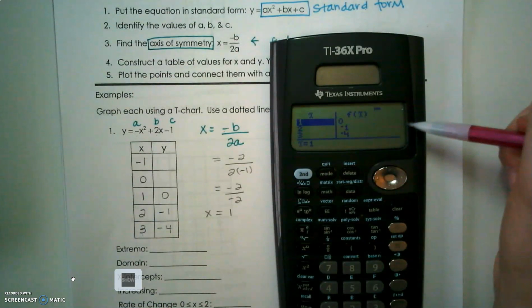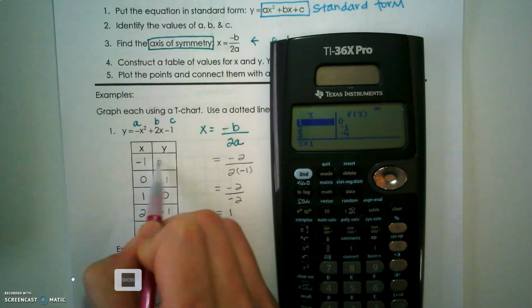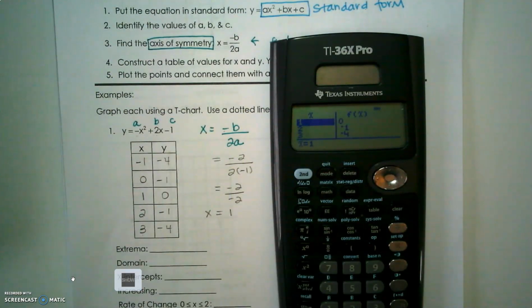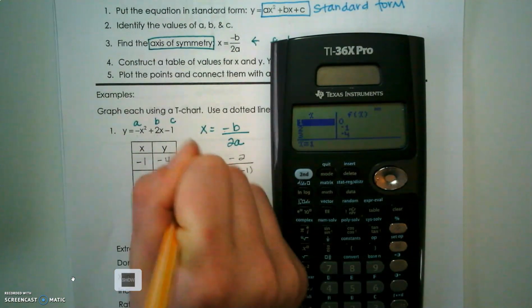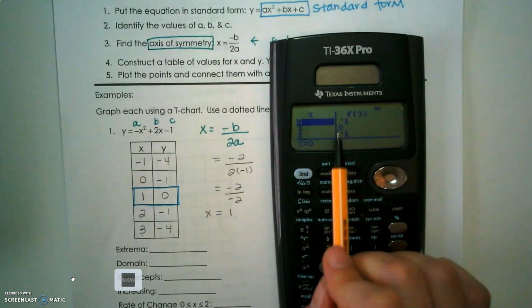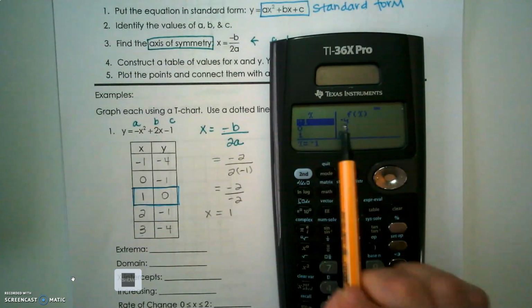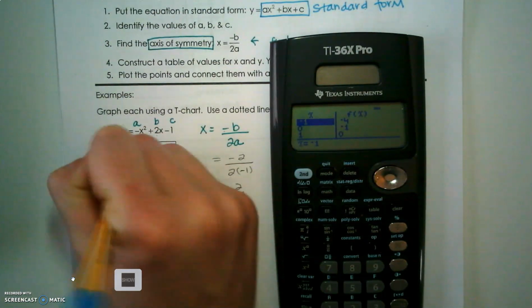Now when I scroll up in my chart, I bet you this is going to be a negative 1 and a negative 4. Because remember, my vertex is that mirror point. It's the middle of my graph. So if I arrow up, yep, negative 1. Arrow up, yep, negative 4. Okay. Again, your vertex is a mirror point.